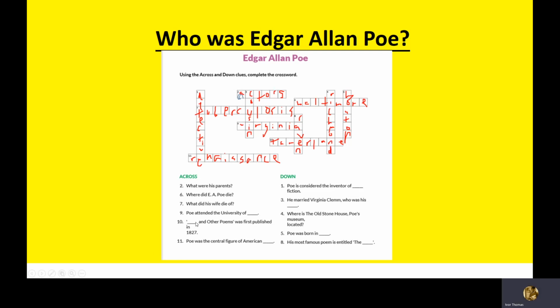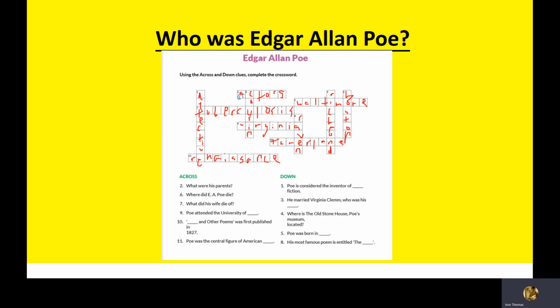And number 10 across, Tamerlane is the gap here. It's Tamerlane and Other Poems, first published in 1827. He was the central figure of the American Renaissance, which is 11 across. And crucially, he's considered the inventor of detective fiction. That is an extraordinary title, isn't it? The inventor of the detective story. Murders of the Rue Morgue is the whodunit, or what done it. I mentioned he married his Virginia, who was his cousin. Number 4 down, Stonehouse. His family home was the Allan household that was in Richmond.